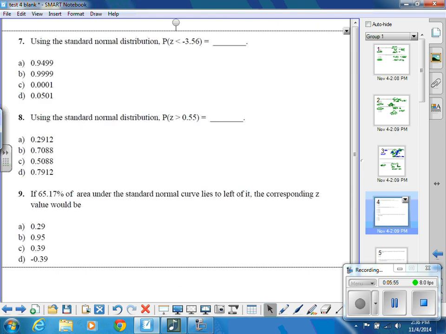Now, let's look at these. It says using the standard normal distribution. This means left, and we remember the left is the default, so it's whatever that number is in your book. So you're looking at your chart and you're going, whoa, wait a minute. Negative 3.56, this thing stops at negative 3.49.